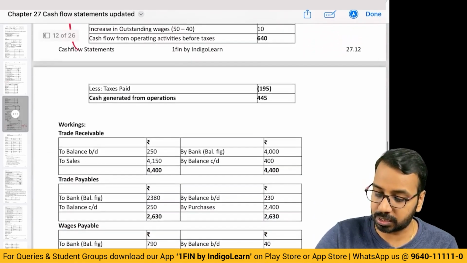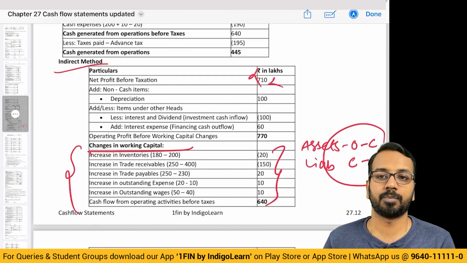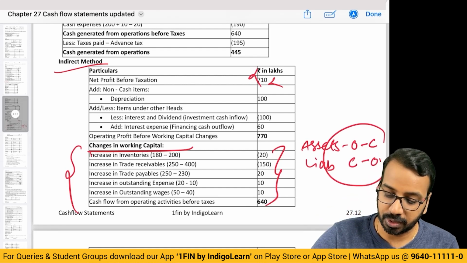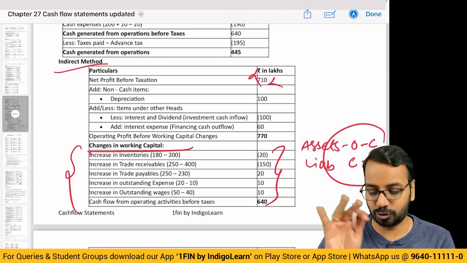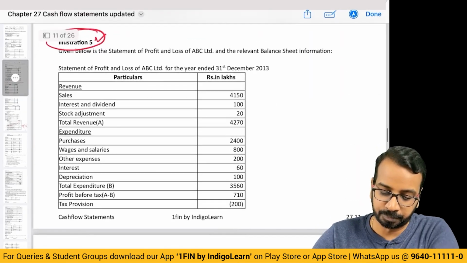If you are able to do this, at least for these 4-5 items, you can score marks. So what you need to do is, if you get a question on cash flow in the examination, you should not leave it. Now, with this understanding, let us come to the question.